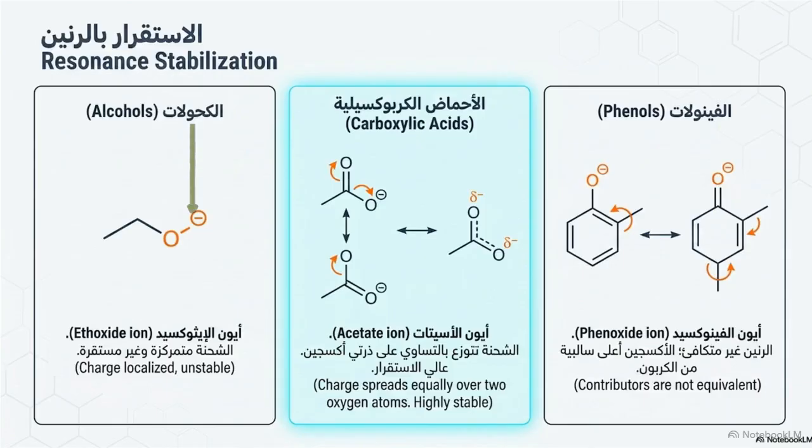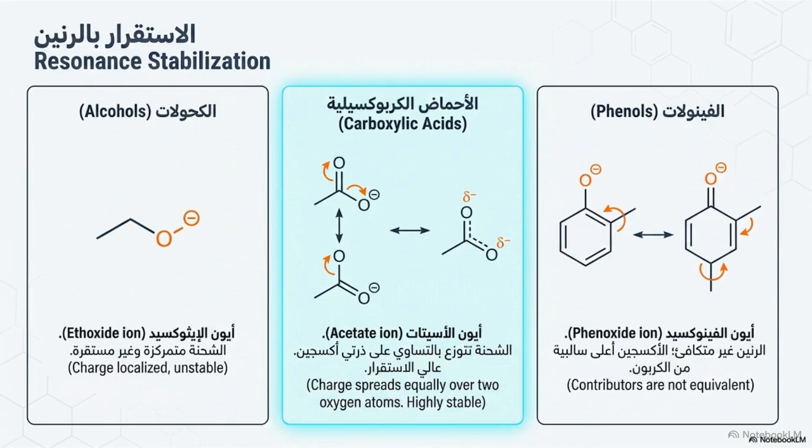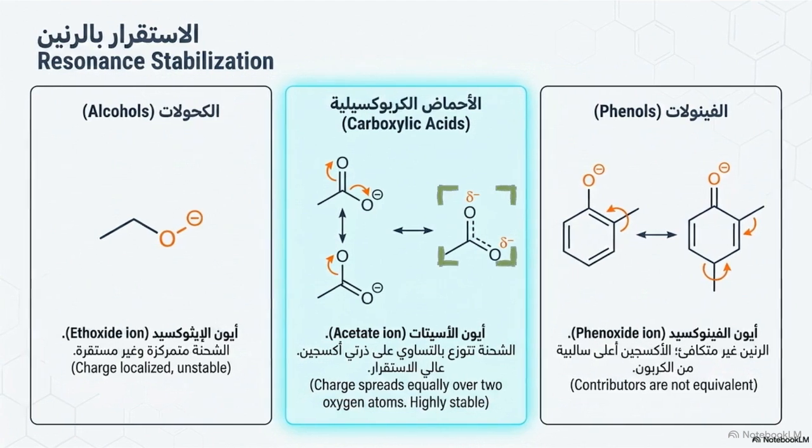An alcohol's ethoxide ion traps the negative charge on a single oxygen, making it unstable. Phenols spread it unevenly. But look at the central acetate ion. Through resonance stabilization, the negative charge spreads perfectly across two identical oxygen atoms.